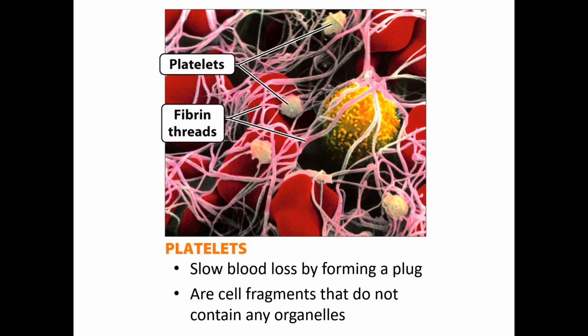And now platelets. Platelets are not cells, they are cell fragments. They're still in the formed elements, but they are not cells. They don't have any organelles. They're basically like little stamps of cytoplasm. And they help to form this temporary plug to slow down blood loss.